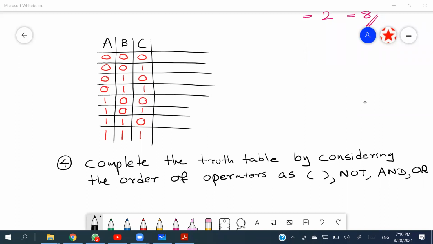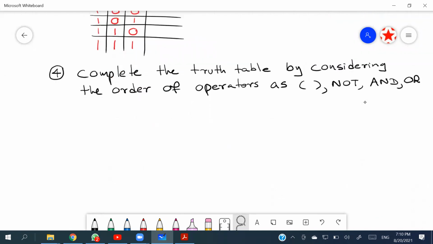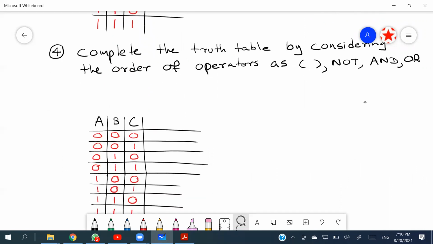So now what they are asking us to do is just complete this truth table by considering these operators in the expression, right? So I'm going to take a copy of the table over here, and I'm going to write the expression for your reference. Our expression is A bar plus B dot C bar. So this is what we are going to make.